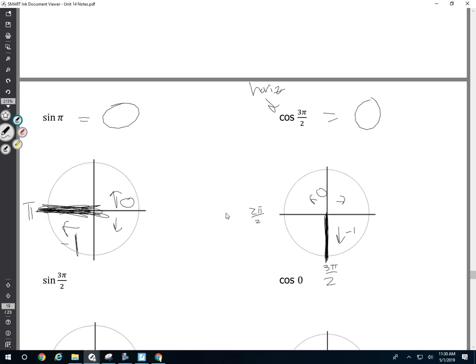Okay, to the one that blows everybody's minds. What is the cosine of 0?